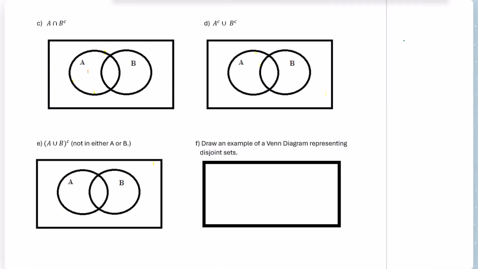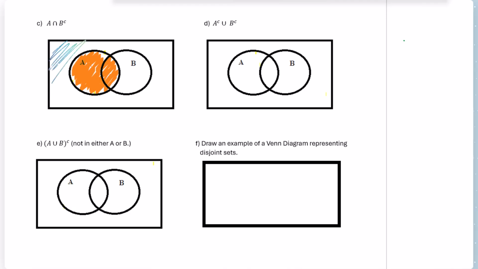To find A intersected with B complement, we're going to first shade our A. Just getting a quick shading on it there. And then we need to go find our B complement. Now remember, B complement is everything outside of B.